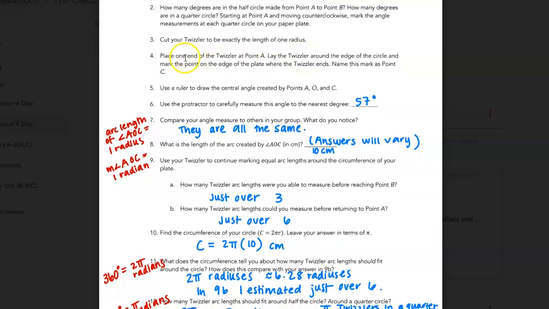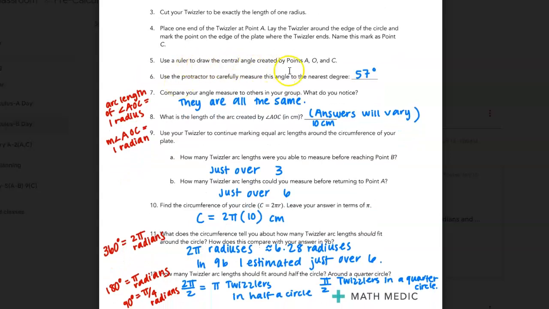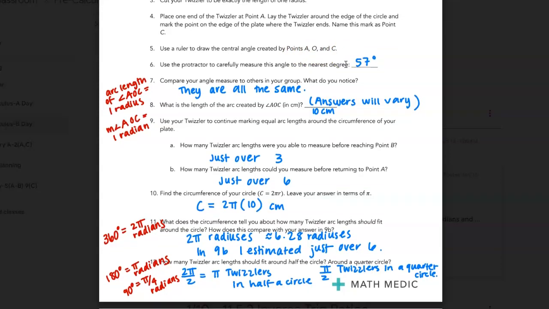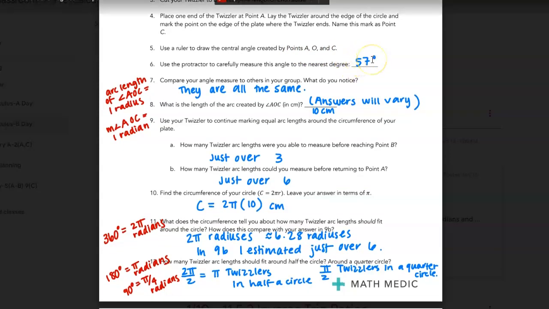Then we take that radius length and place one end at A, and then wrap it around the edge of the circle to see how far it goes, and call that point C. And then we wanted to measure that angle from the center of the circle out to points A and C. So O being the center, A, O, C, that angle, which should be about 57 degrees, 57.3.